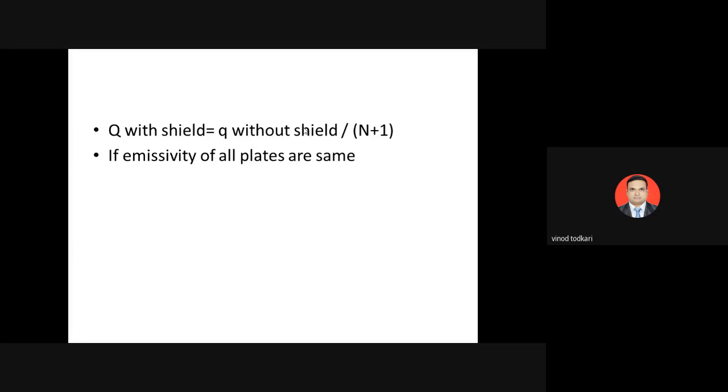Now in this case, what is Q with shield? Q with shield is 10. What is Q without shield? Q without shield is 100. So 10 is equal to 100 upon n plus 1. So n plus 1 will be equal to 10, so n will be equal to 9. Tell me very honestly, are you getting this? What is the formula? You have to remember the formulas.